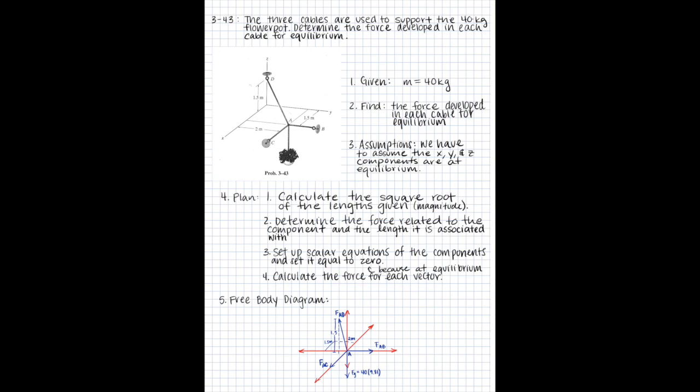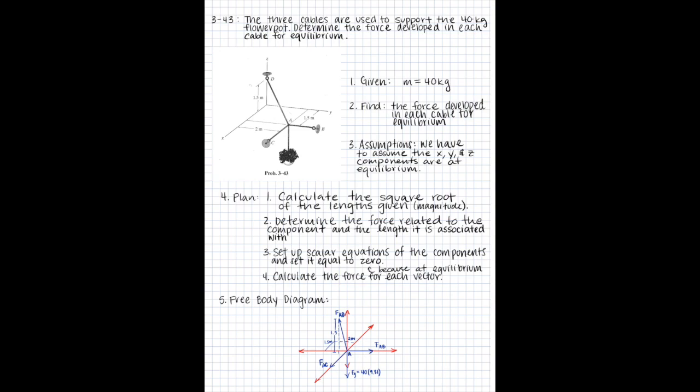So step 1 would be to calculate the square root of the given lengths, or the magnitude. Then step 2 would be to determine the force related to the component and the length it is associated with. Step 3 is to set up a scalar equation of the components and set it equal to 0. And step 4 would be to calculate the force for each vector.